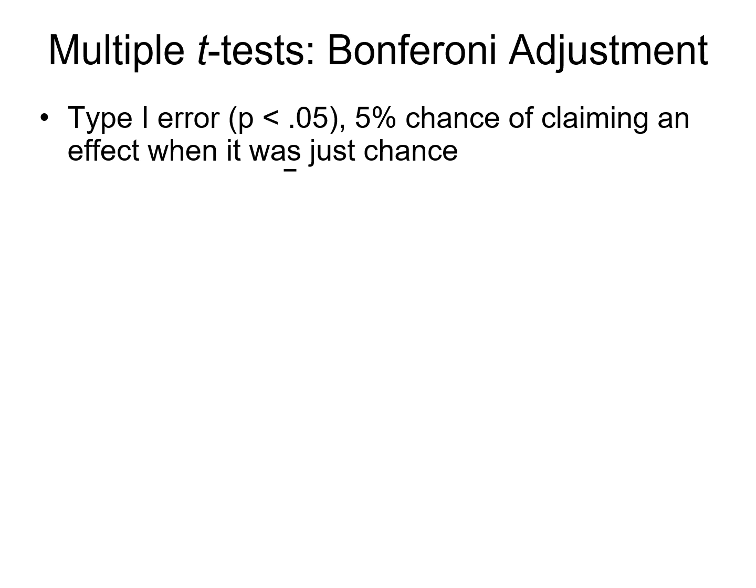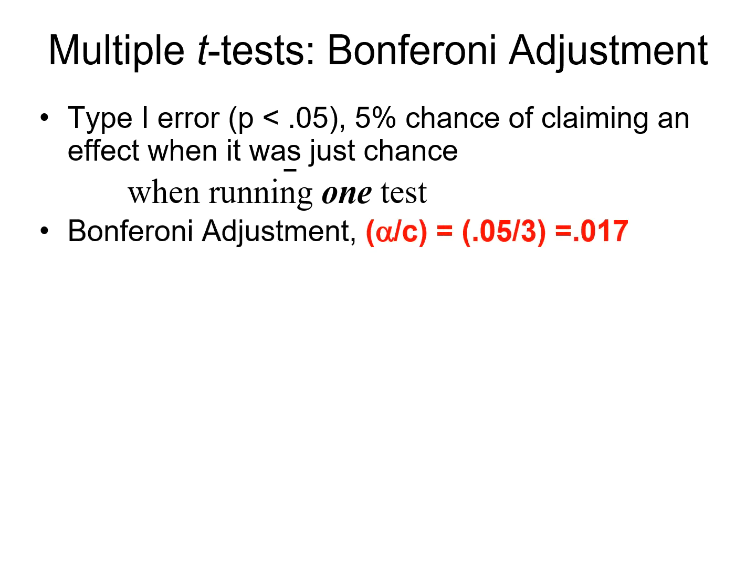And the type 1 error in this case, we set it at p is less than 0.05, basically meaning there's a 5% or smaller chance of claiming an effect when it was just due to chance. This is for, again, running one test and assuming we're only running one test. The probability is based on the idea of one test.